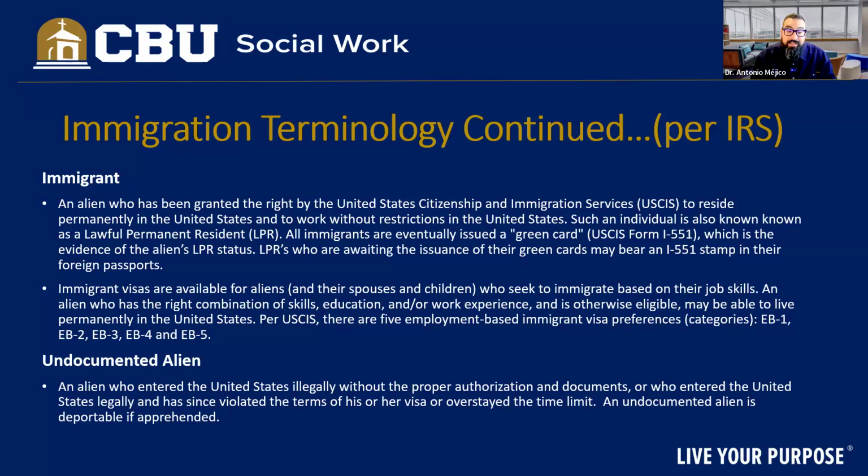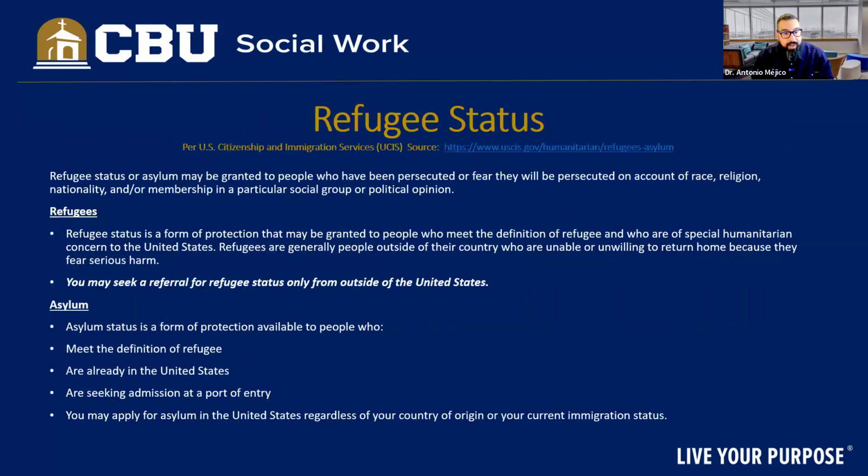Or they entered the United States legally and had overstayed their visa, right? So their visa expired, they stayed, and as a result, now their status has changed from immigrant to undocumented alien. And an undocumented alien is deported if apprehended, right? Which is what we're seeing a lot of the times now in current policy. One last term that I want to throw your way is refugee status. And so you often hear the term immigrants and refugees, and some of us may say, well, what are the nuances between the two?